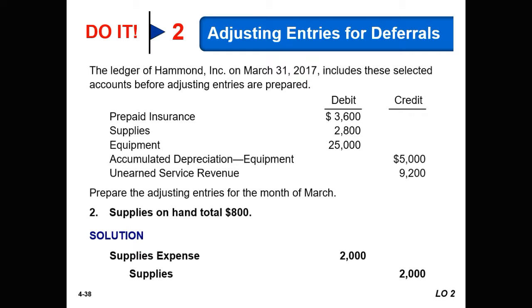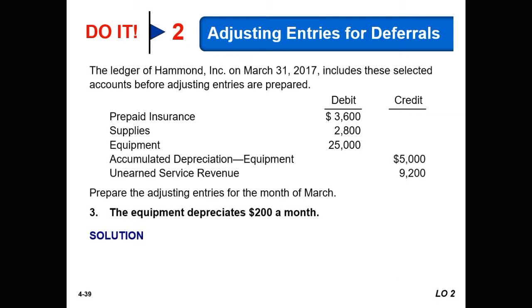The third instance deals with depreciation. Our depreciation schedule tells us that equipment depreciates at a rate of $200 a month. So we need to cost allocate. We need to recognize that allocation in our depreciation expense. And then we post to the contra account accumulated depreciation equipment, $200. The equipment was beneficial for this month. That is why it is cost allocating into this current period of its useful life.